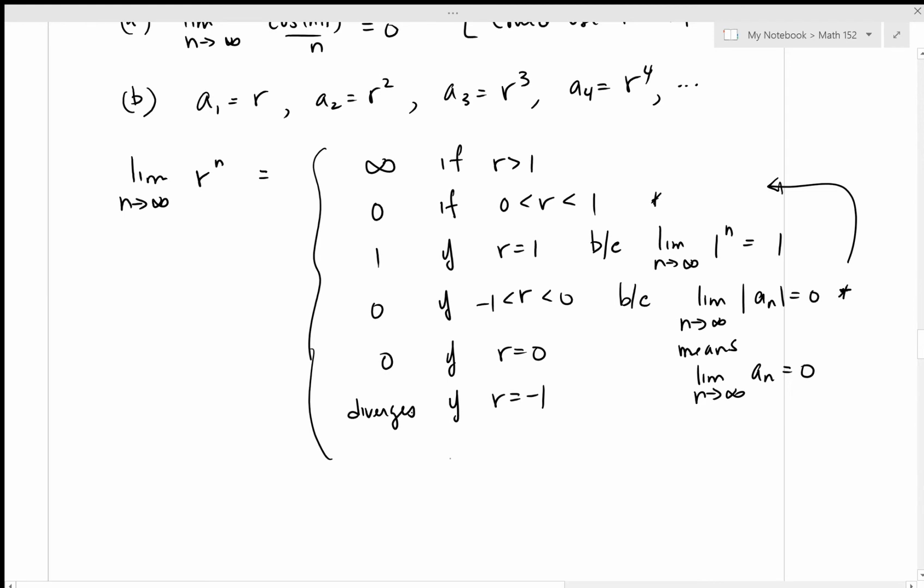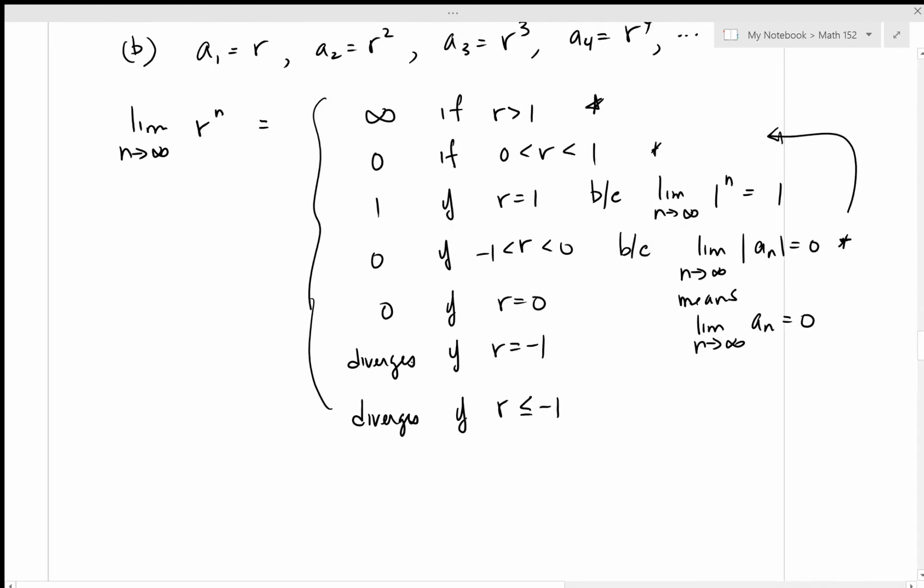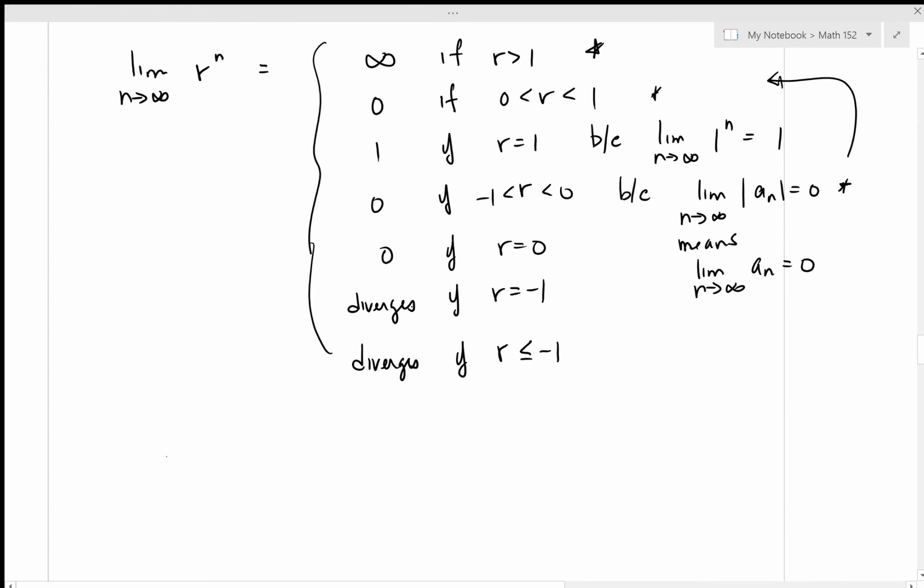And what happens if R is less than -1? Then you have a situation where this one here also diverges. It's like -5 or something like that. Some of the terms are negative and the others are growing large, so it definitely doesn't converge. So it diverges. Okay, so we have this statement here then.